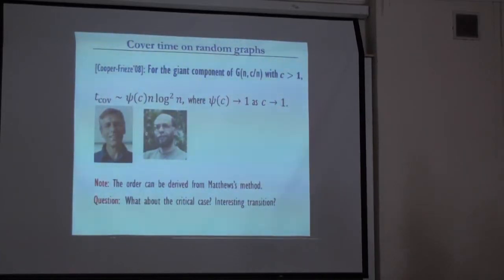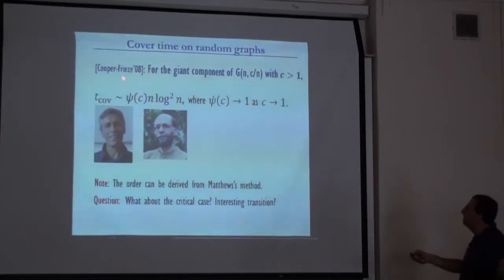Anyway, the cover time is asymptotic to psi(c) n log squared n, with a constant. So this is actually not hard to show, but identifying the constant is hard. And they found the constant, how it depends on c. And as c tends to 1, psi of c also tends to 1.